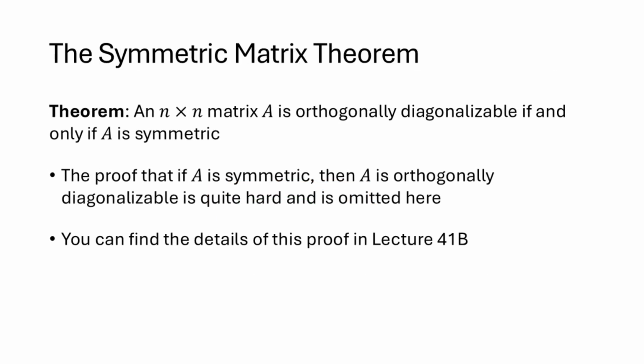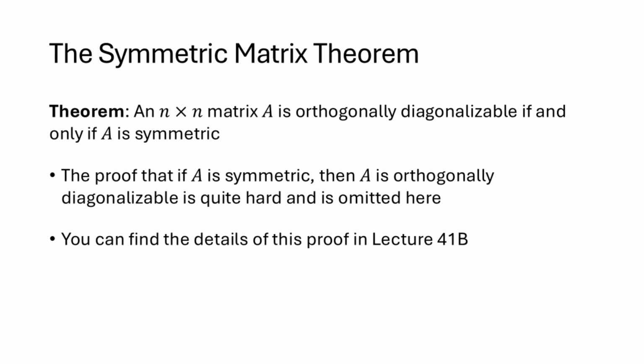And the remarkable fact is that that happens in the other direction as well. The symmetric matrix theorem says that an n by n matrix A is orthogonally diagonalizable if and only if A is symmetric. So we just showed why it's true that if A is orthogonally diagonalizable, then it must be symmetric. And it's true, but much harder to prove, that if A is symmetric, then it must be orthogonally diagonalizable. You can see the details of that proof in lecture 41b.